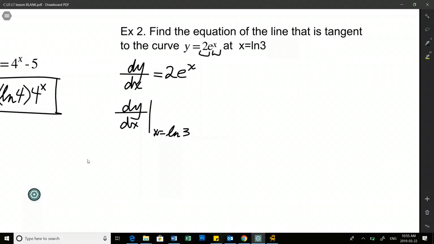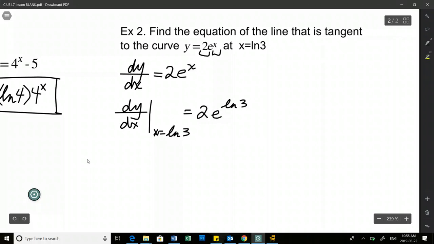Mark? Wait, why does it say dy over dx is equal to? This is the derivative of the function, because the derivative of e to the x is e to the x. Oh, yeah. Okay? So we're going to evaluate this at ln 3.